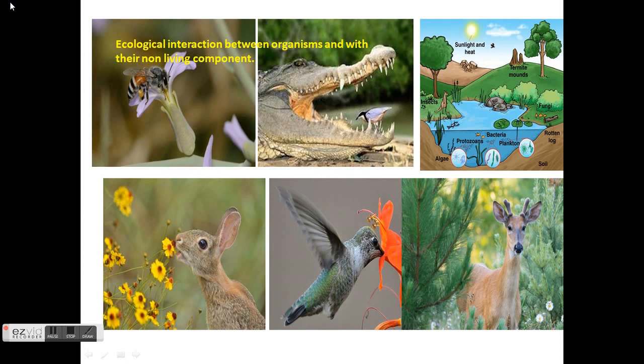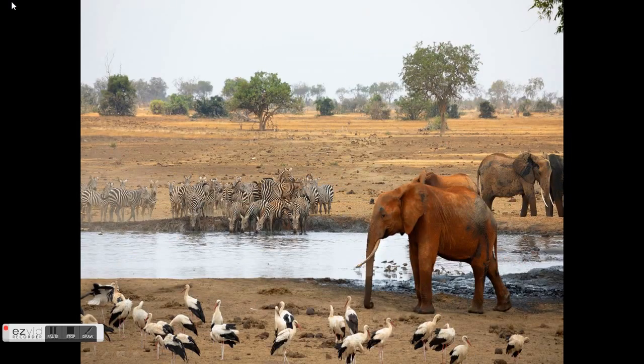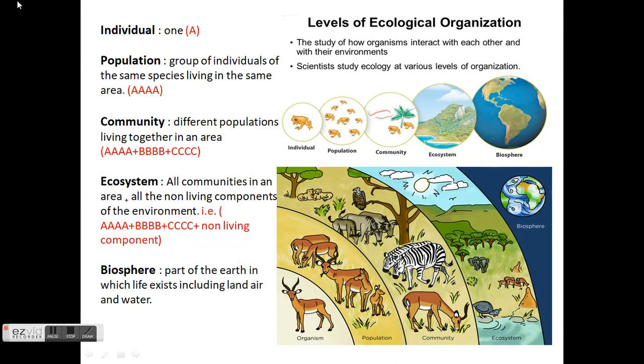In this slide, you will get to see different organisms doing different interactions between themselves and at the same time with their non-living components. So basically studying these interactions between the organisms and with their non-living component is called ecology. This water hole picture can give you a unique glimpse of what ecology is: all living organisms together interacting with each other and with their non-living component.